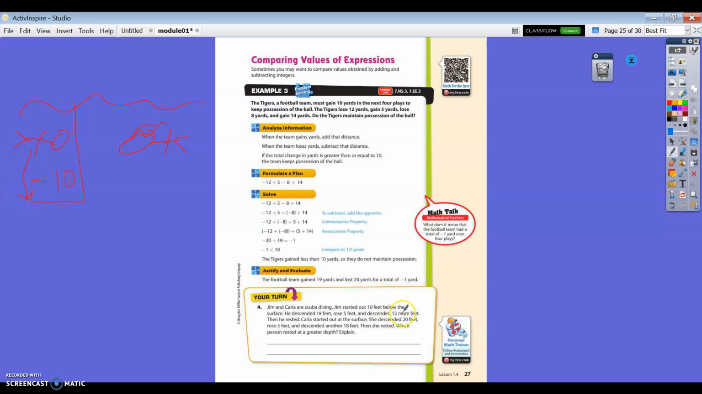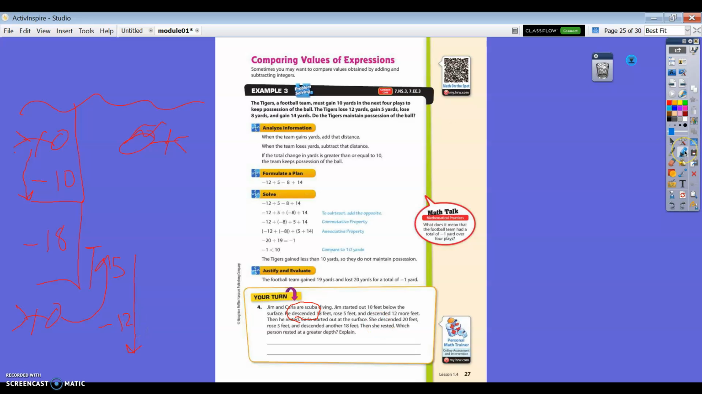And then he descends 18. Descend is negative. Then he rose 5. So here he was, came down here, and then he went up 5. Then descended 12 more. Okay, so you've got a lot of negative there.